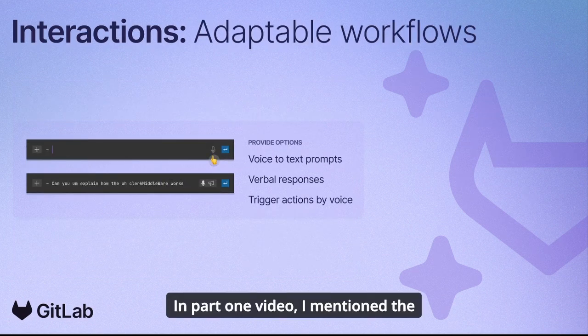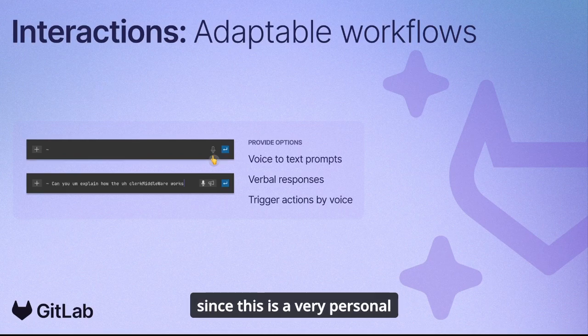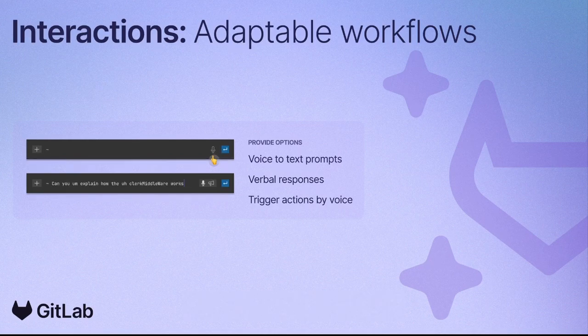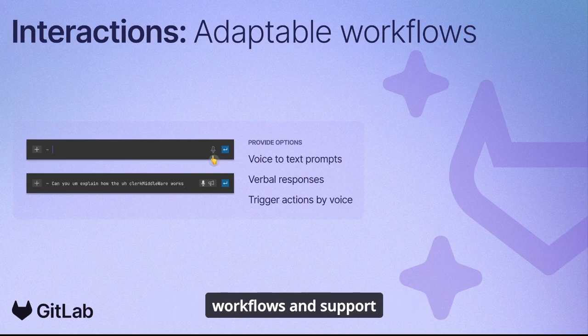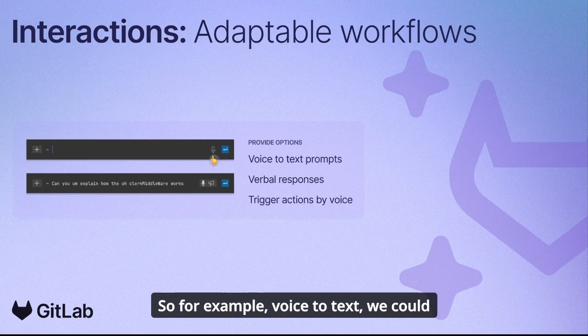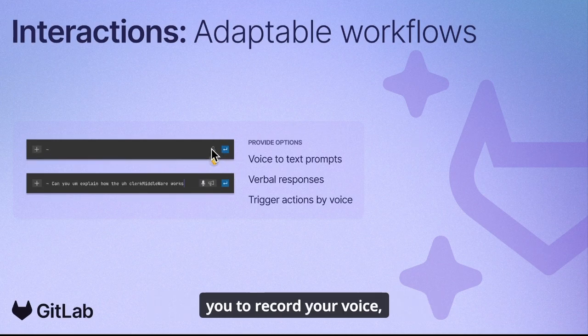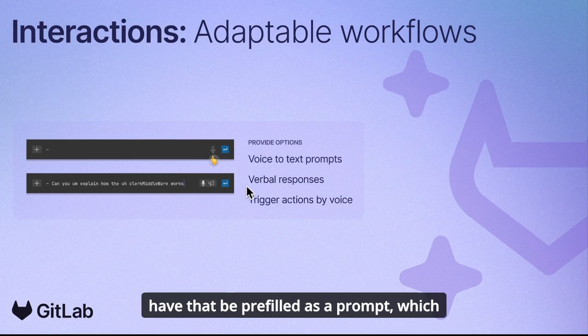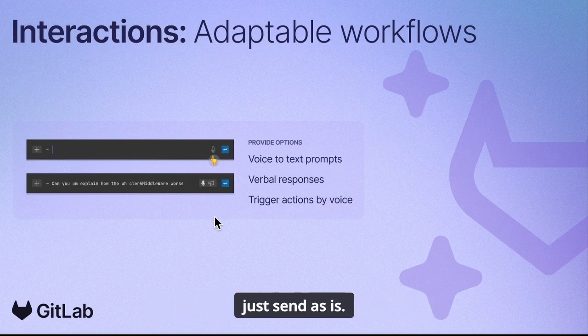In the part 1 video, I mentioned the importance of customization since this is a very personal tool for the developer that they're using every day. So what if we tried to apply that also to workflows and support more adaptable workflows beyond just keyboard and mouse. So for example, voice to text, we could add a button that allows you to record your voice, have that be pre-filled as a prompt, which you could then edit with the keyboard or just send as is.